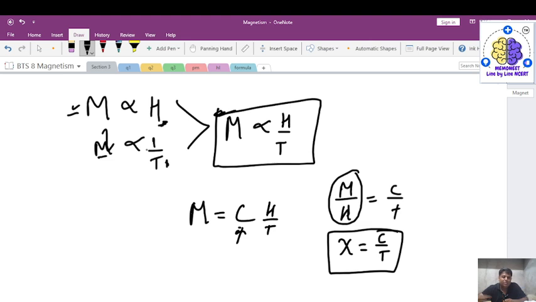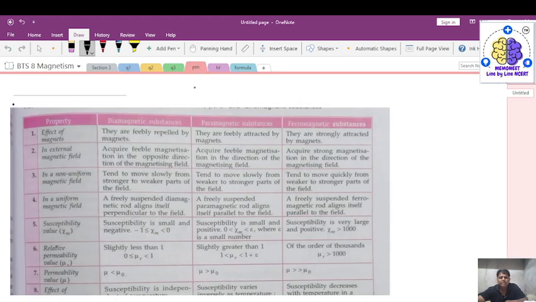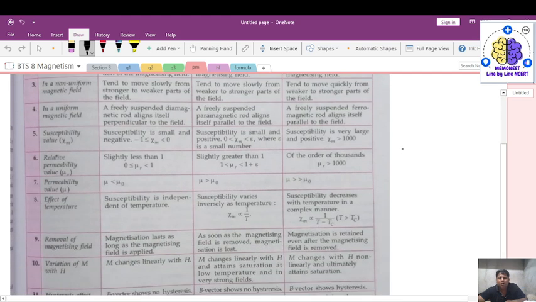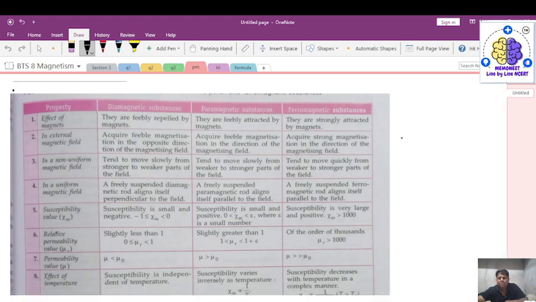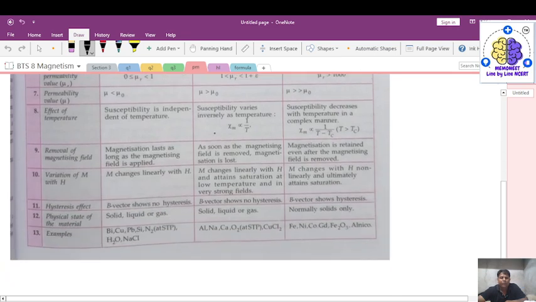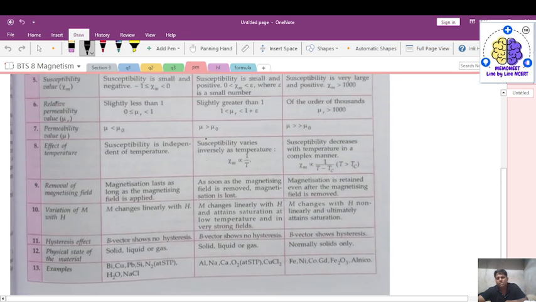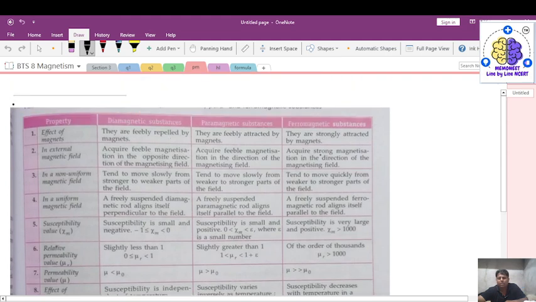Now the next thing which we have to study without wasting a lot of time on it: these are the properties of diamagnetic substances, paramagnetic substances, and ferromagnetic substances. If you remember this table, or a comparison of these properties very well, it will be very easy for you to answer the questions which are in the form of assertion and reason, or directly objective type questions.